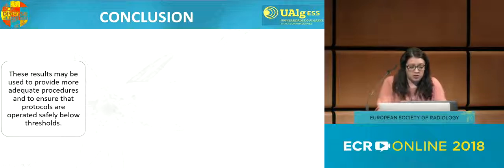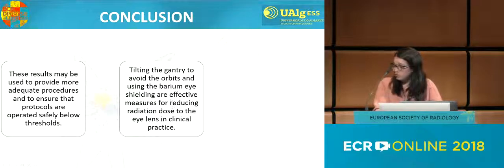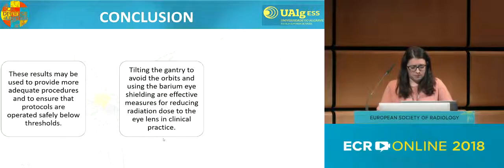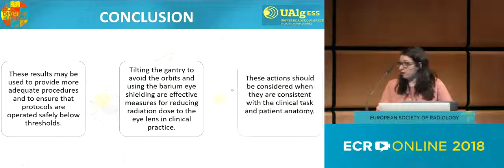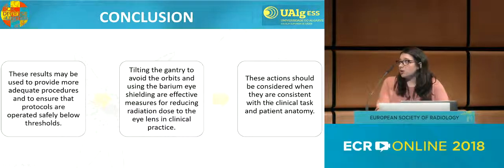So these results may be used to provide more adequate procedures and to ensure that protocols are operated safely below thresholds. Tilting the gantry to avoid the orbits and using the barium eye shielding are effective measures for reducing radiation dose to the eye lens in clinical practice. These actions should be considered when they are consistent with the clinical task and patient anatomy.